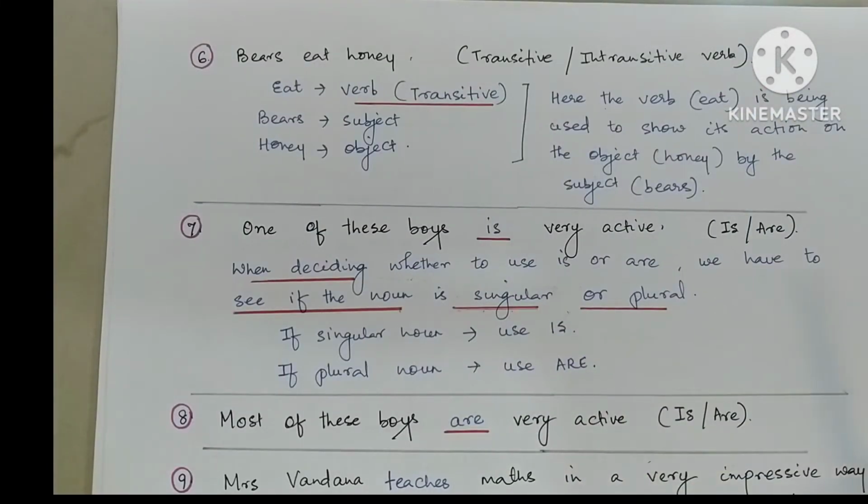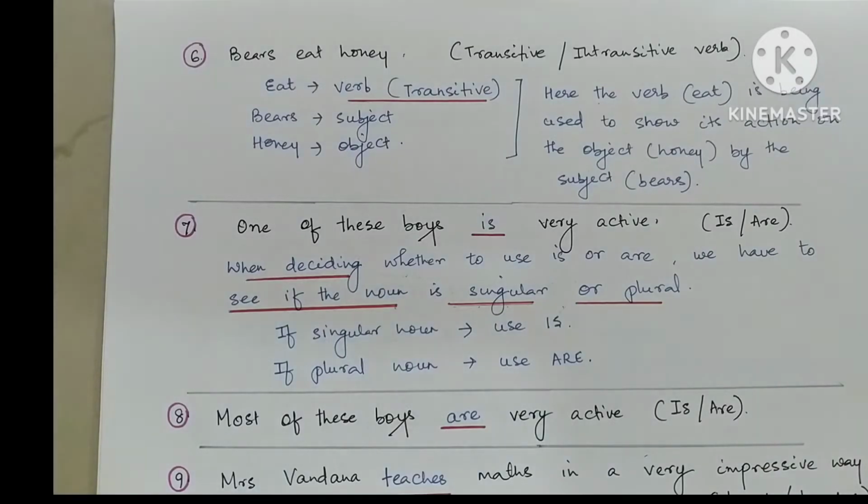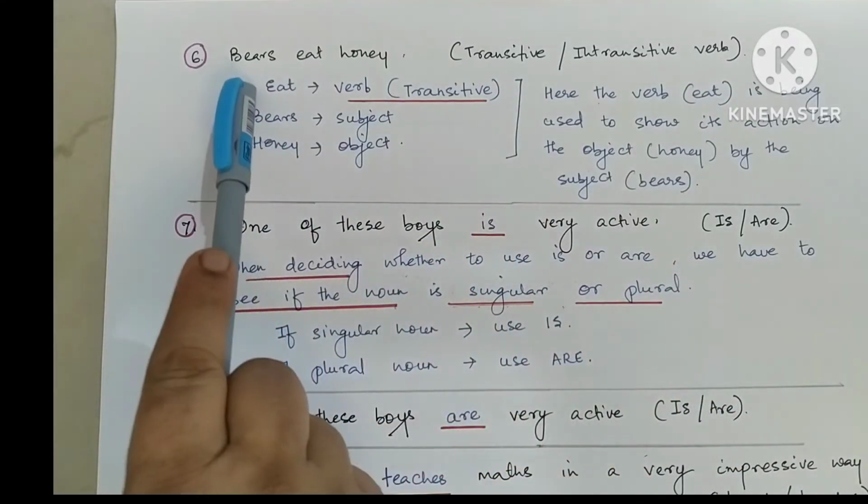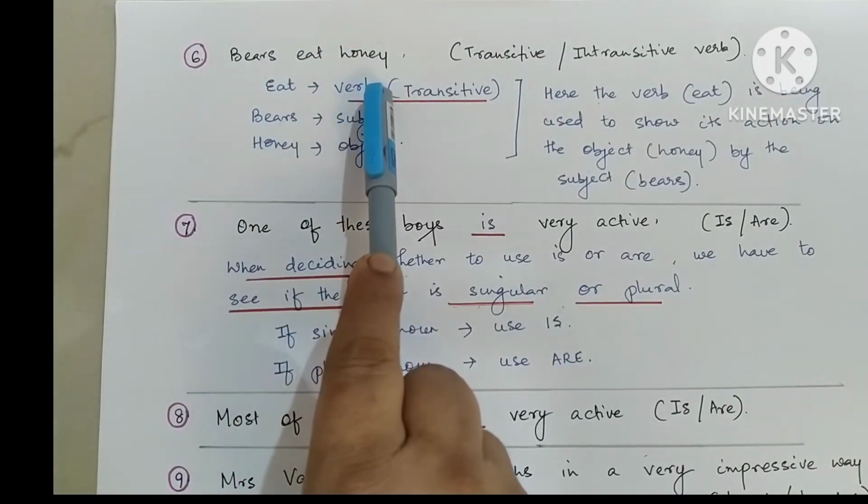Next, bears eat honey. Whether this is a transitive verb or an intransitive verb. Now, eat is a verb which is transitive. Bear is the subject and honey is the object. Now, here the verb eat is being used to show its action on the object honey. By whom? By the subject bears. So, this is a transitive verb because the action is being transited from the subject bear to the object honey.